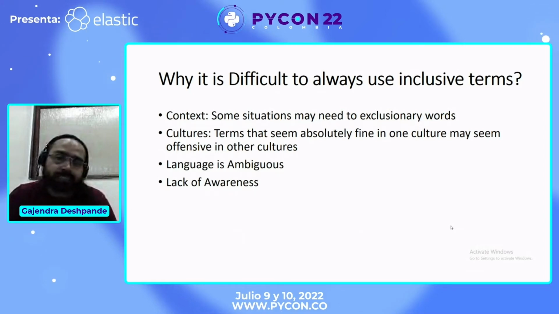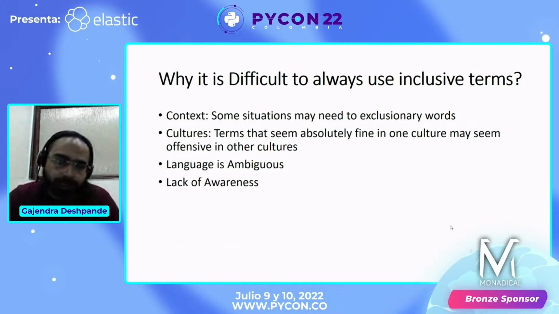Then the second one is cultures. Terms that seem fine in one culture seem offensive in another culture. This is the most common issue. For example, I live in a state where there are two parts. In one part, we use certain words just like adjectives, but in the other part they are not considered good words, and are considered abusive words. Then language itself is ambiguous. Then the most important factor is the lack of awareness. Many people don't want to use exclusionary words just because they want to use them. They are not aware of it. If they were aware of those words, they may try to avoid using them. Lack of awareness is also one important factor.